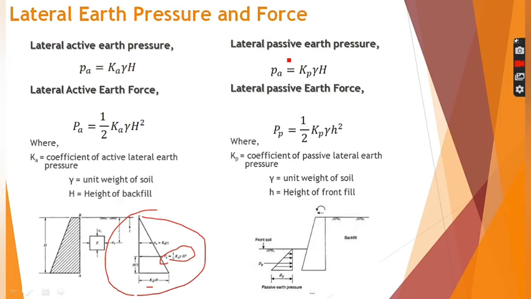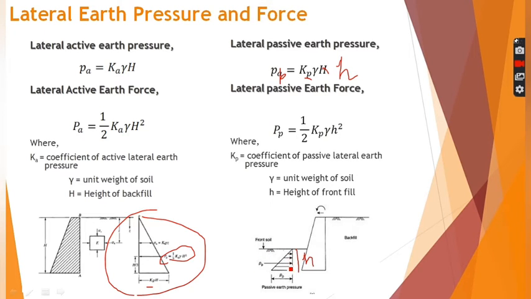Similarly, the same will be for passive earth pressure, with a minute difference: in place of Ka we will have Kp, and in place of capital H, sorry, I have written here small h. If this is small h, then Pp is equal to Kp gamma into small h. Sorry, another mistake, this will be Pp. This will be the lateral passive earth pressure.